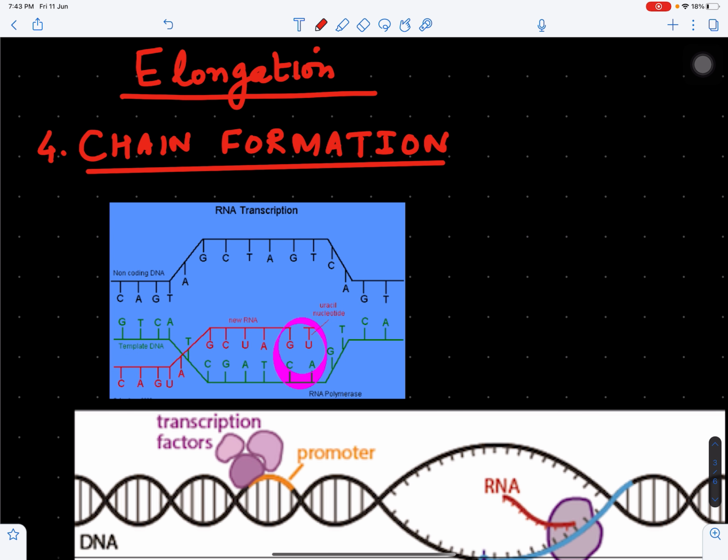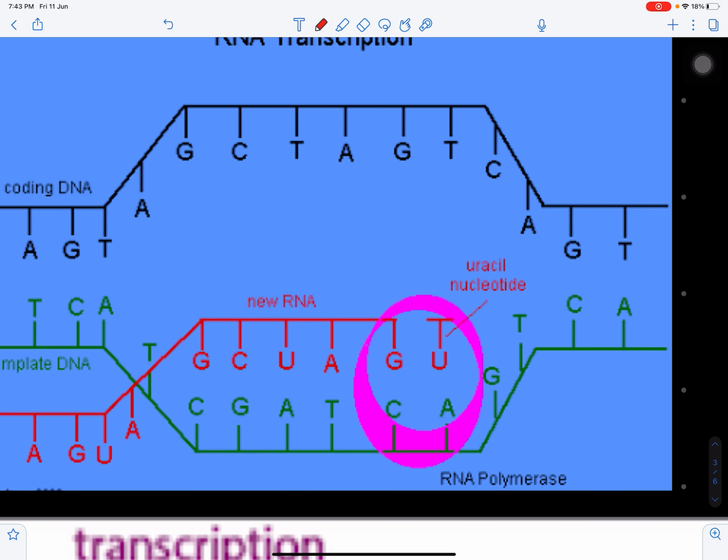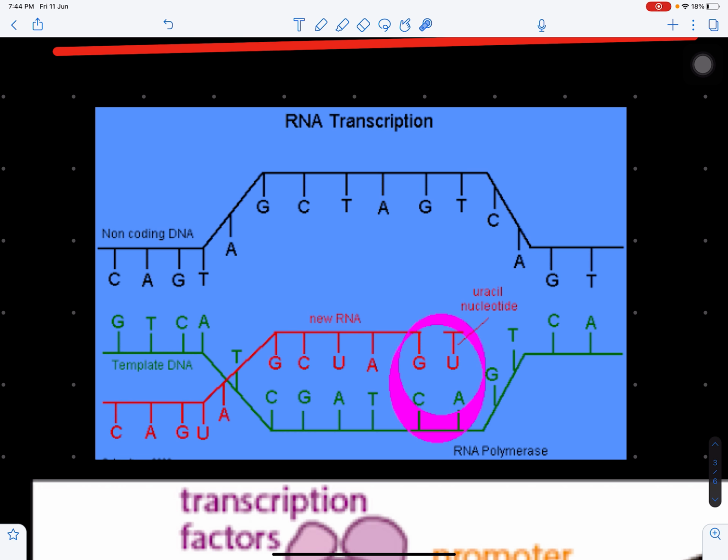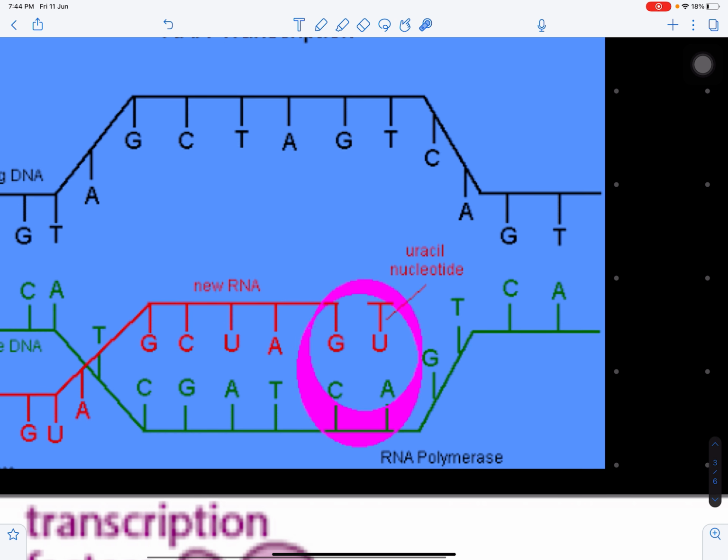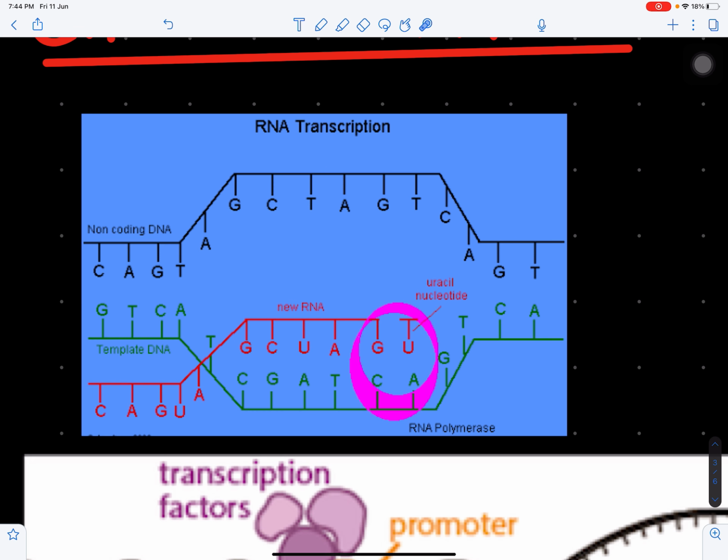Now the next step will be elongation. When bases are being added in the monophosphate form, like we can see here, this is the DNA, which is double stranded. So this is the non-coding DNA and this is the template DNA. Here RNA polymerase is shown binding to it. Opposite to A, U will be added; opposite to C, G will be added; opposite to T, A will be added. So this is the newly formed RNA which is being produced. This formation of the RNA chain is called chain elongation.